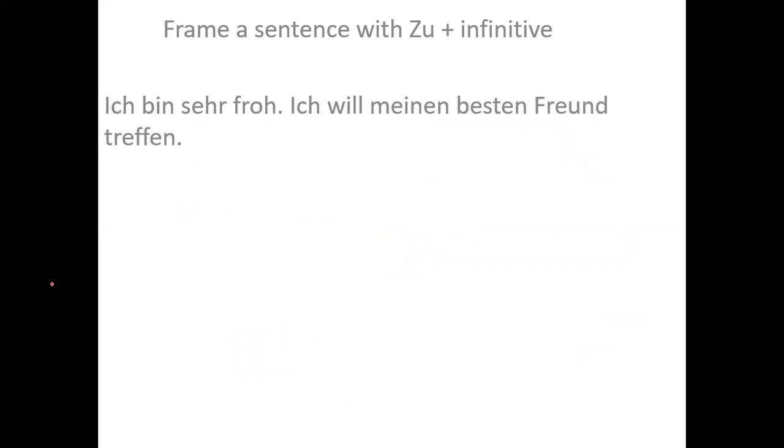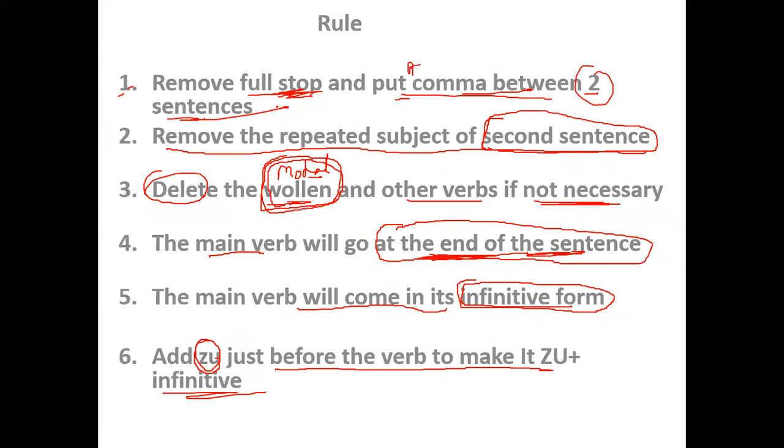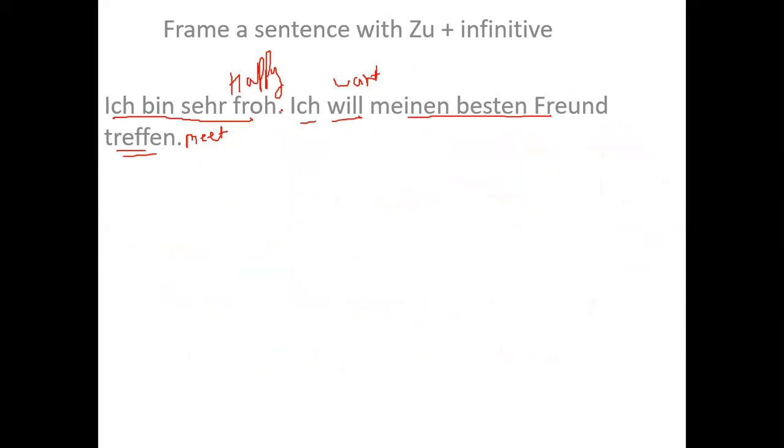For example, here it says, ich bin sehr froh. Froh is happy. Ich bin sehr froh. I am very happy. Ich will, I want, meinen besten Freund treffen. I want to meet my best friend. This is meet. So I need to connect these two sentences. So if I look at the rules, it says remove full stop and put a comma between two sentences. So I will remove this full stop and I'll put a comma. So I'll write ich bin sehr froh. I am very happy. And then there is a comma.